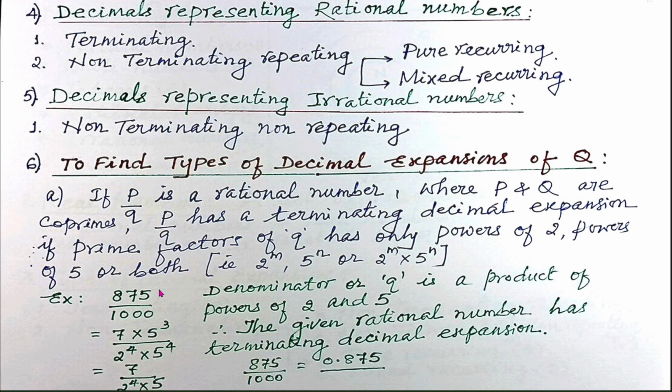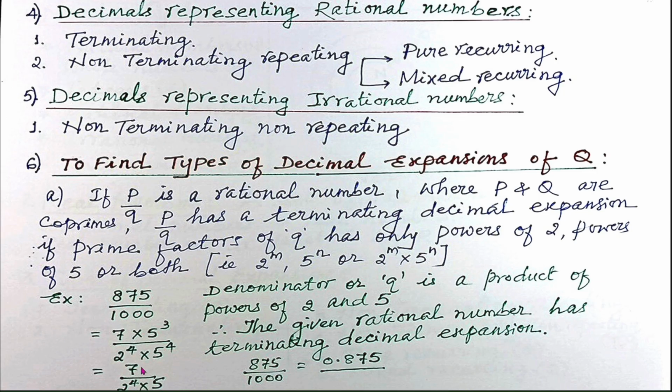Let us take an example. 875 divided by 1000 is a rational number. Now, we do not know whether it is a terminating or non-terminating recurring decimal expansion. Now, to know this, first of all, find the prime factors of 875 and 1000. It is 7 into 5 raised to 3, and 2 raised to 4 into 5 raised to 4. So now we know that 5 raised to 3 can be cancelled with 5 raised to 4. We get only 5 here.